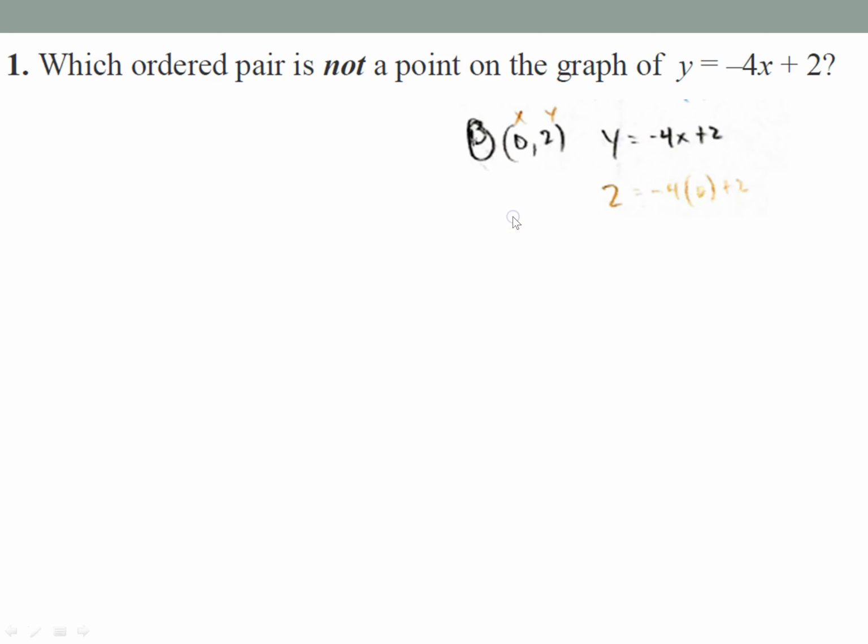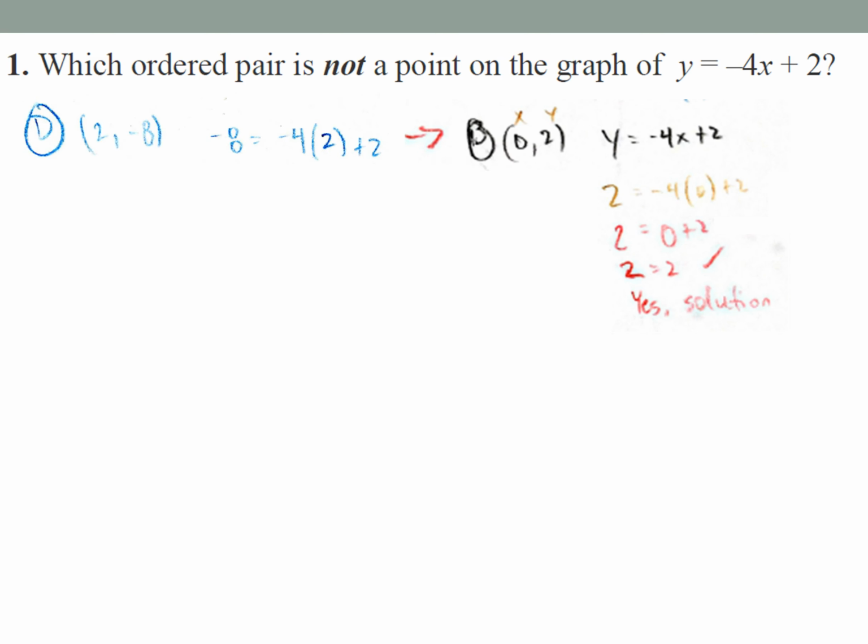I know 2 is my y, and I know that 0 is my x. When I plug that in, 4 times 0 is 0, and 0 plus 2 is 2. That is a solution. However, we're looking for the one that is not a point on the graph, so we want the one that's false. So I'm going to check point D.